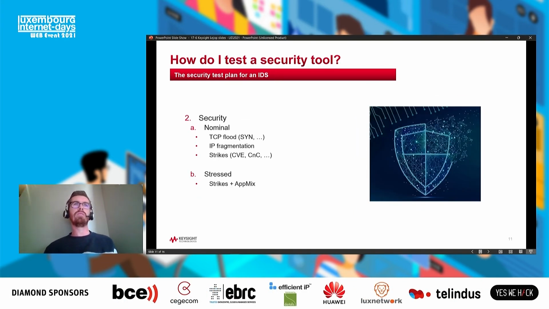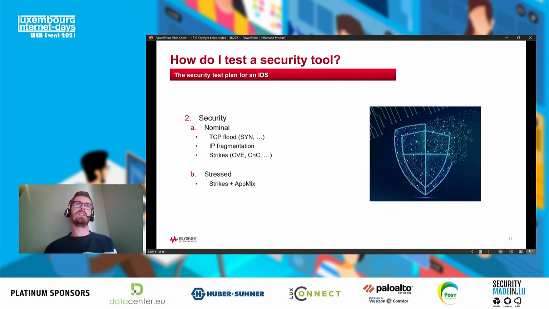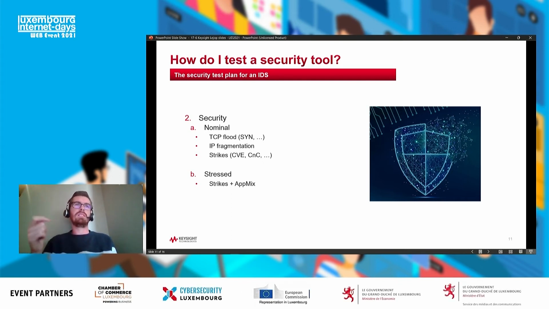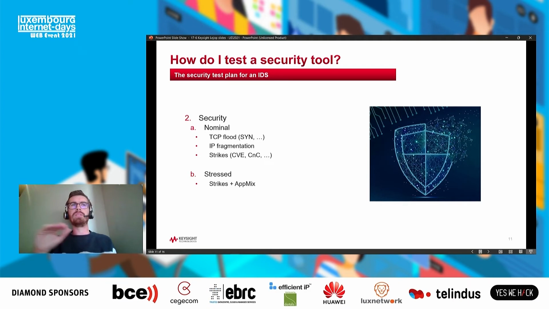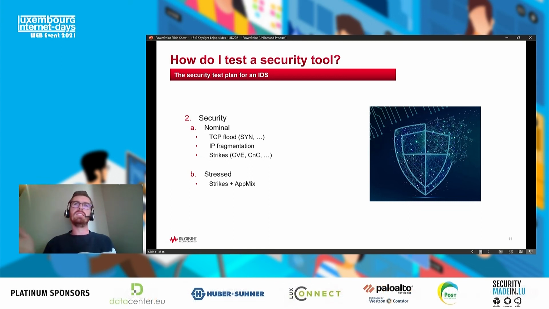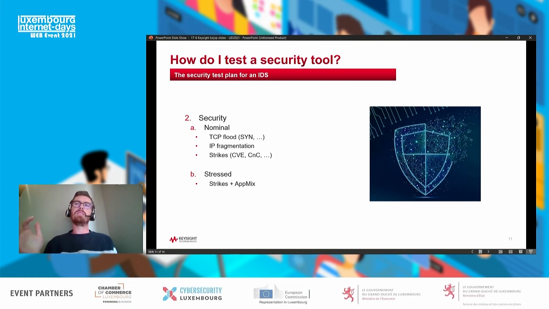And then we finally go on to security, by testing the security product on its coverage, what it is able to do without being stressed. We just send, for example, a TCP flood, TCP SYN, etc., or IP fragmentations, and we see how the solution reacts against that by default without stress. And also the strikes, so the CVEs, exploitations, the C&Cs, the malwares, all kinds of malicious behavior, just to see how it reacts. Does it have good coverage or not, etc.